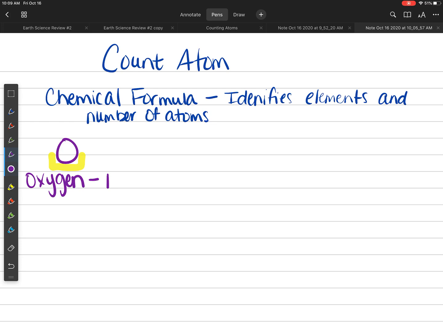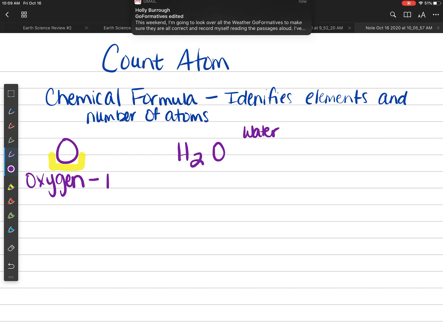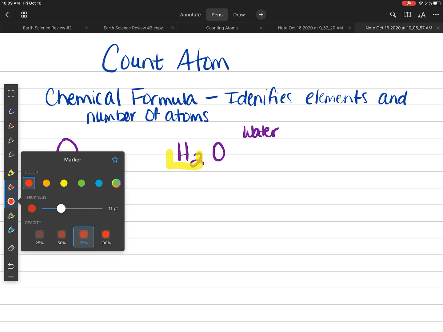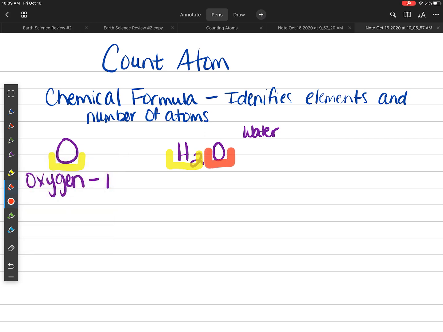Okay, so let's take it up a notch. Let's say we get H2O. Most of you are familiar with this chemical formula, and we know that that is water. So what you're going to do first when you start counting atoms is identify your chemical symbols. Identify the elements that are present. So if we look at this example, we have H, and then we have O. So we have two different elements, so let's write down those element names. First is hydrogen, and the second is oxygen.